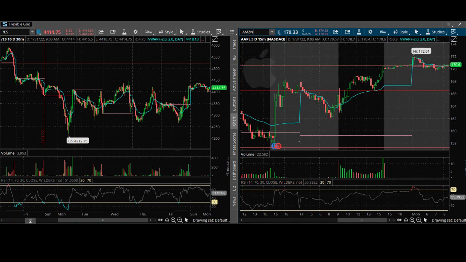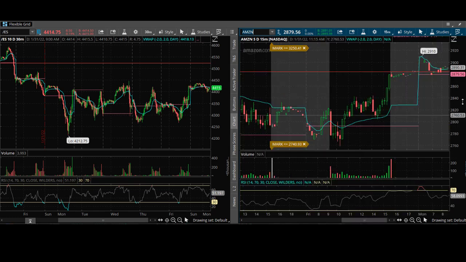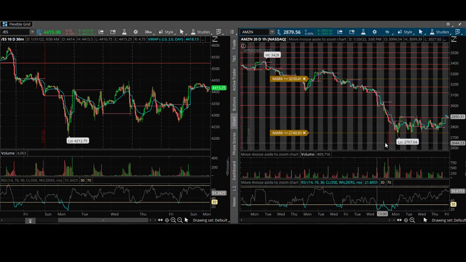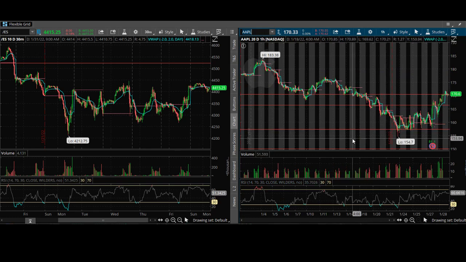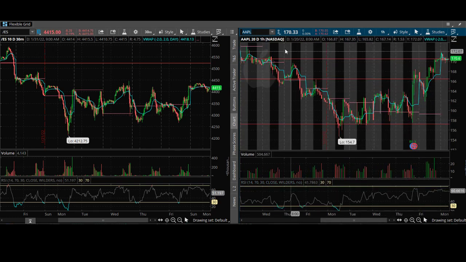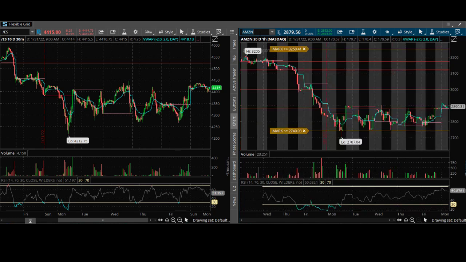Let's jump into Amazon. Really strong session Friday, sitting here green as well off the highs, similar to Apple. Jump back to the hourly. Amazon is still caught roughly in this chop, right? So compare that to Apple. This is how you can tell which beta name is the strongest. You see how Apple had the chop and then broke out to the upside? Well, Amazon is still stuck in the chop.